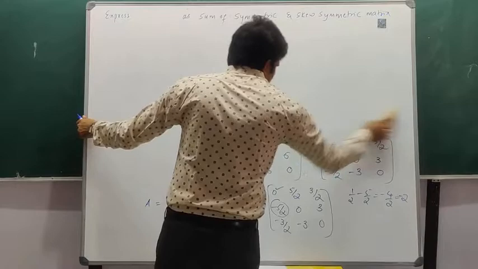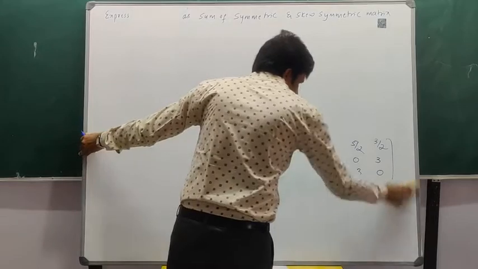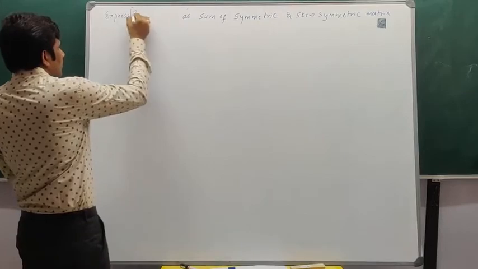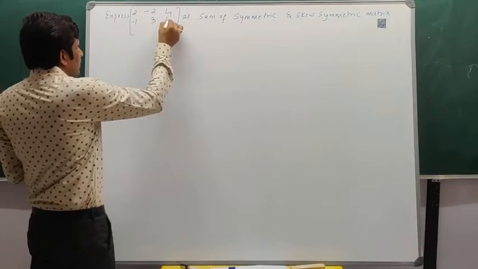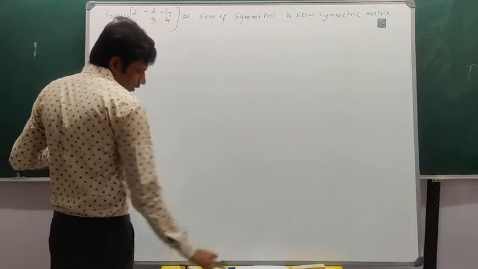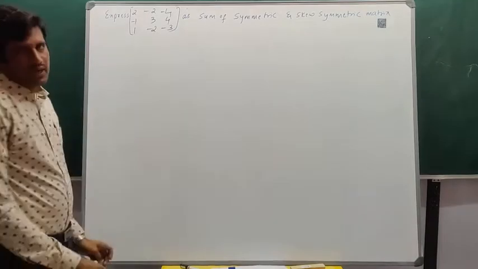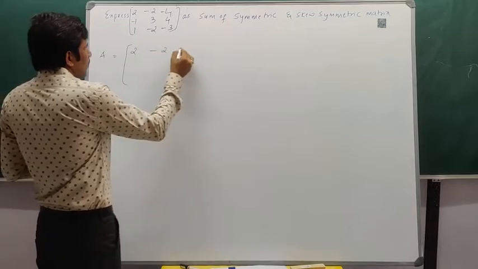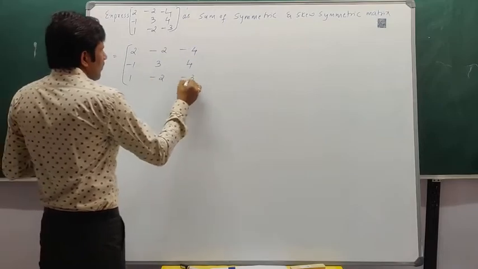Same express. Next there is one more 3 cross 3 matrix. So that is 2 minus 2 4, minus 1 3 4, 2 minus 2 minus 4. Right, so minus 1 3 4, 1 minus 2 minus 3. Express it as sum of symmetric and skew symmetric matrix. Take that matrix as A. What is matrix A? 2 minus 2 minus 4, minus 1 3 4, 1 minus 2 minus 3.